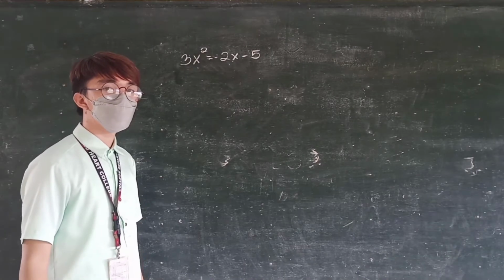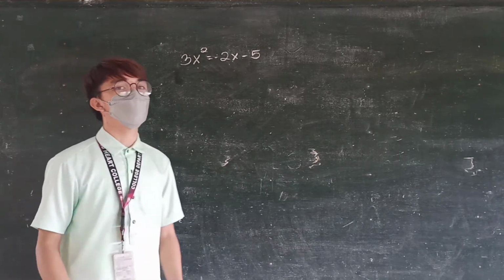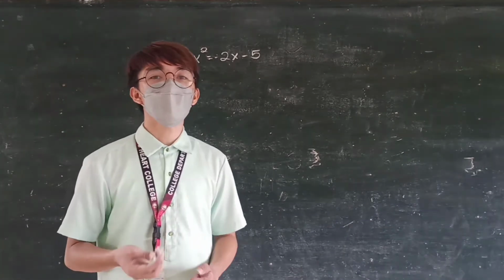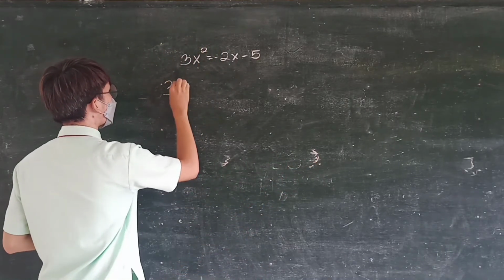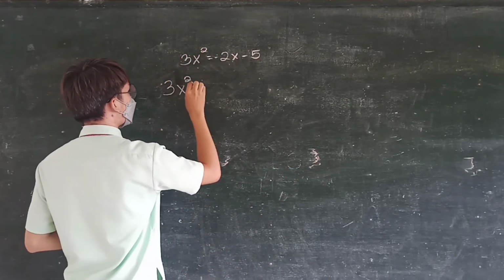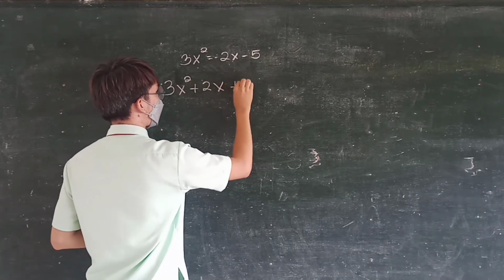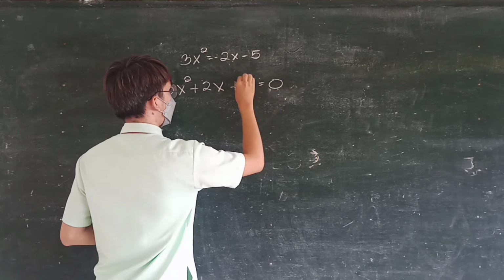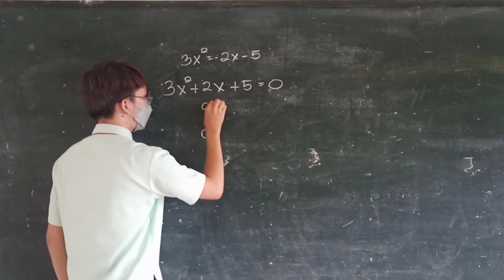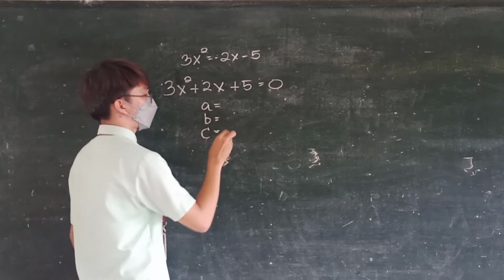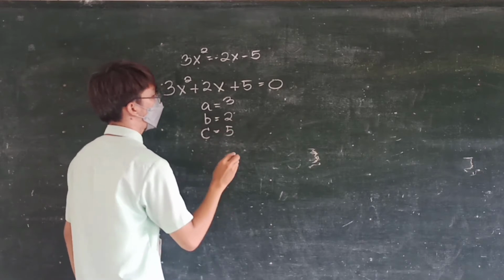We have 3x squared equals negative 2x minus 5. Since it is not written in its standard form, let's transform this one. So we have 3x squared. Let's transpose negative 2x, it will become positive 2x. The same with negative 5, it will become positive 5, equals 0. Then we are going to determine the values of a, b, and c. A equals 3, b equals 2, and c equals 5.